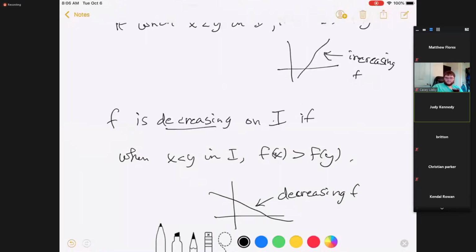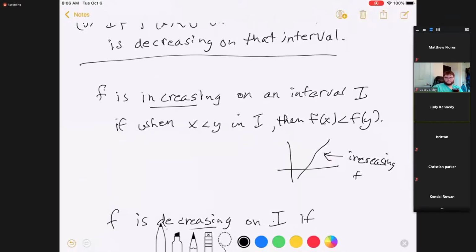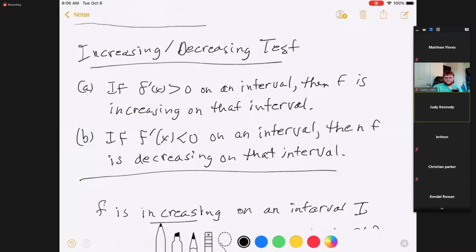And according to the increasing decreasing test, if we know that our derivative is positive, then we can conclude that f is increasing. Let me prove that for you. I'm going to prove the first statement. The second one, you do pretty much the same way. And I'm going to use the mean value theorem.